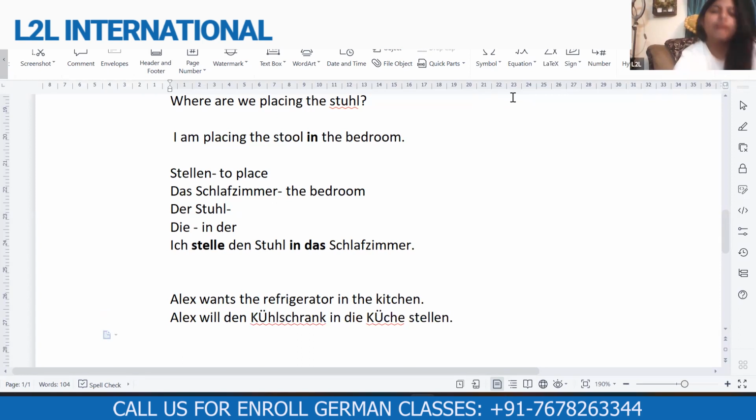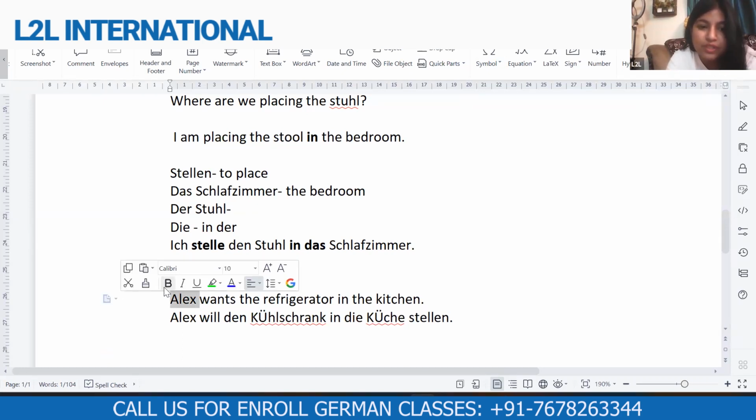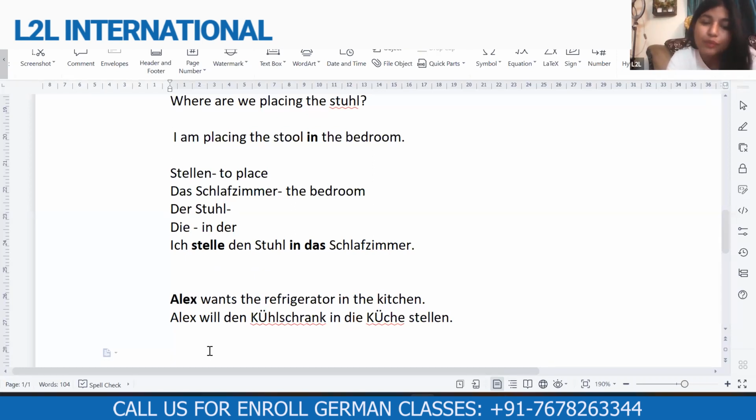Yeah, sehr gut. Anybody has any issue with the answer or with the translation in German? Any question you can ask me straight away. Den has come because it is accusative, right? Because who wants to keep the fridge? Alex wants to keep the fridge. So Alex is the doer. And what he wants is the verb, that is want. And what he wants to put in the kitchen. So he wants the refrigerator to put in the kitchen. That's why den Kühlschrank is the accusative object.